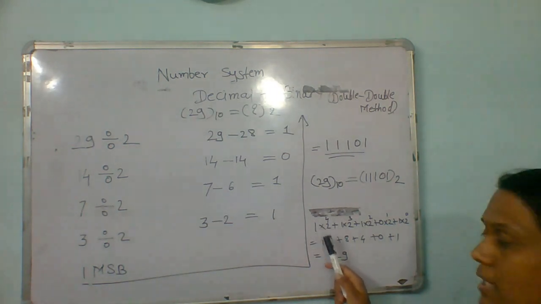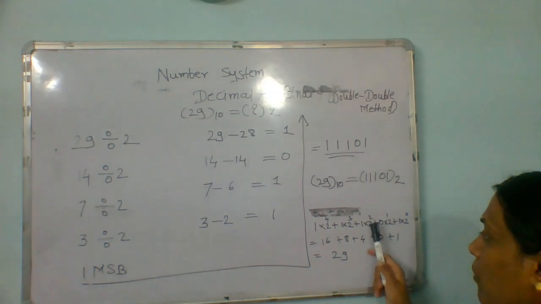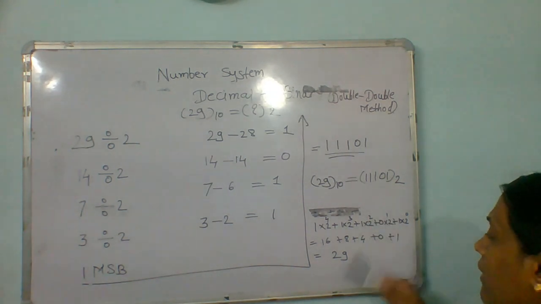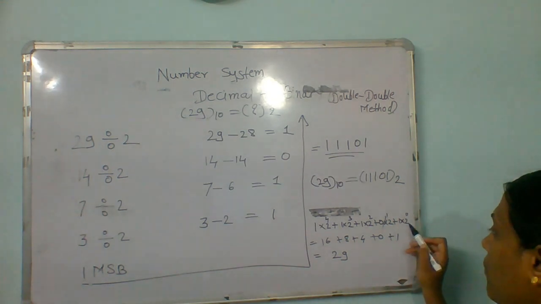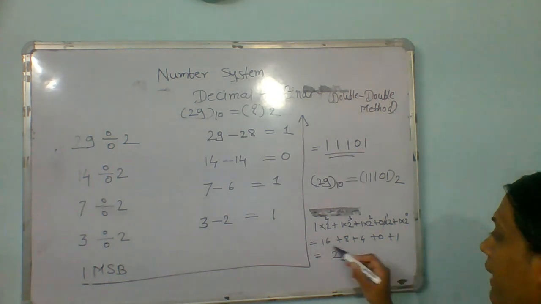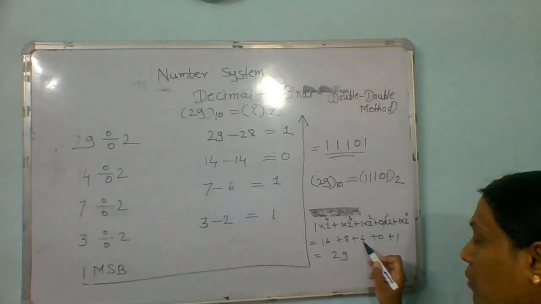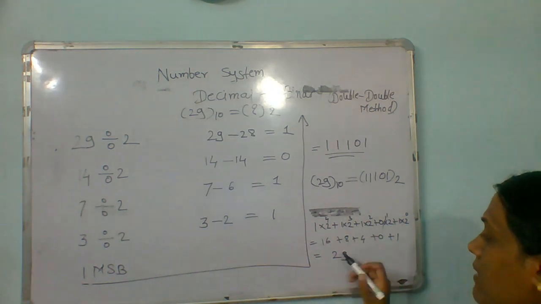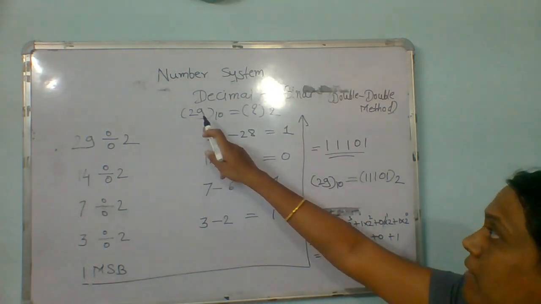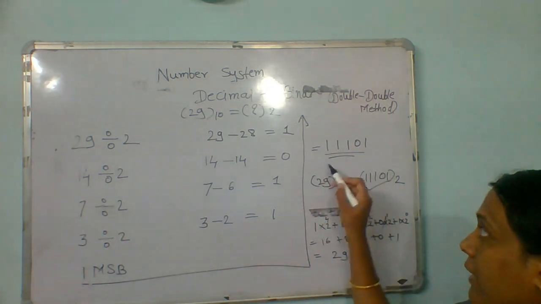Perform the addition. 2 raised to 4 is 16, 16 into 1 is 16. 2 raised to 3 is 8, 8 into 1 is 8. 2 raised to 2 is 4, 4 into 1 is 4. Here it cuts out the calculation at 0. And 2 raised to 0 is 1, 1 into 1. And make an addition: 16 plus 8 is 24, plus 4 is 28, plus 1 is 29. So this is the conversion, and our answer is right. This number and this number are the same, so the calculation we made is right.